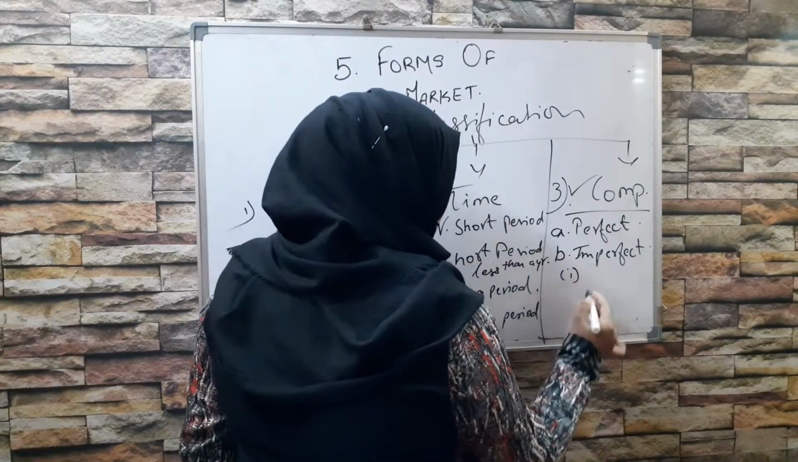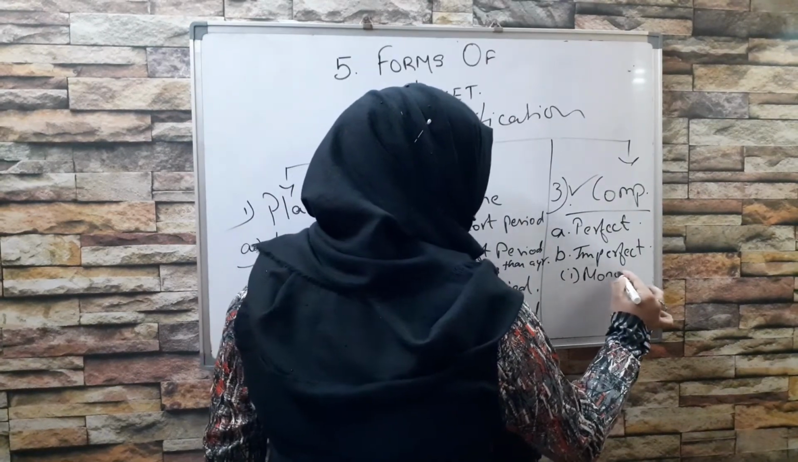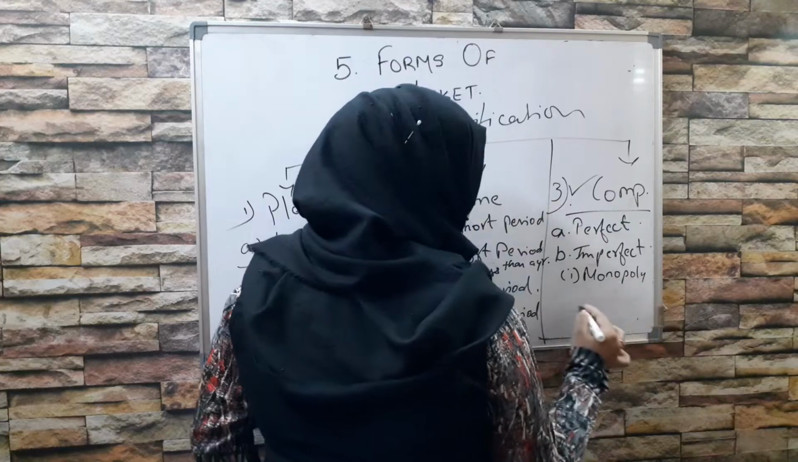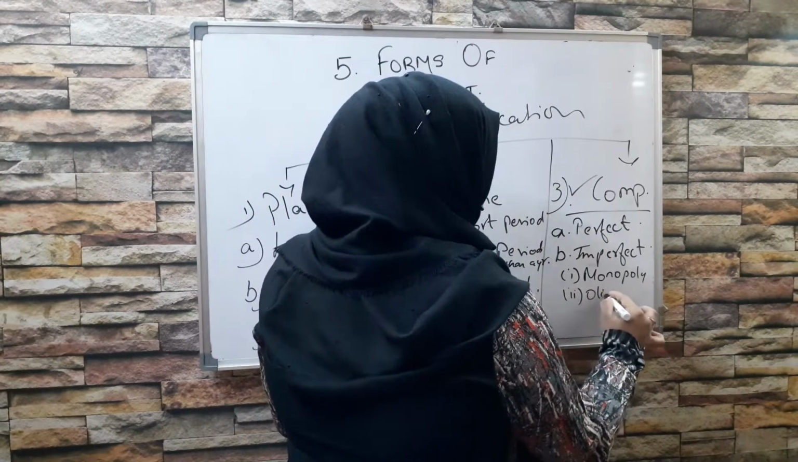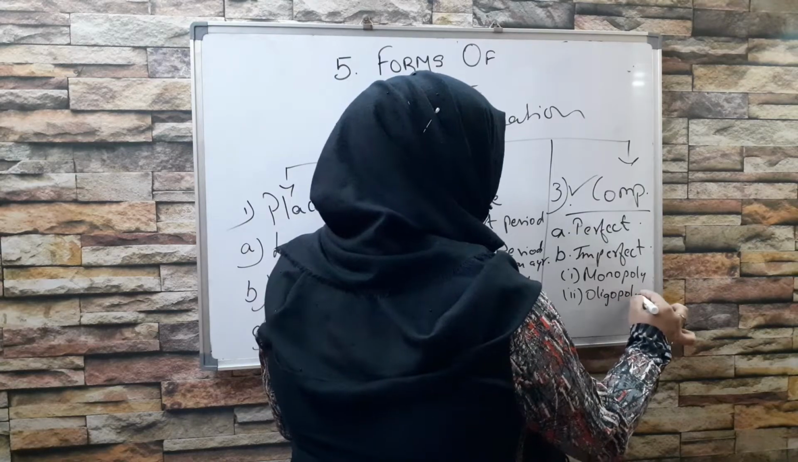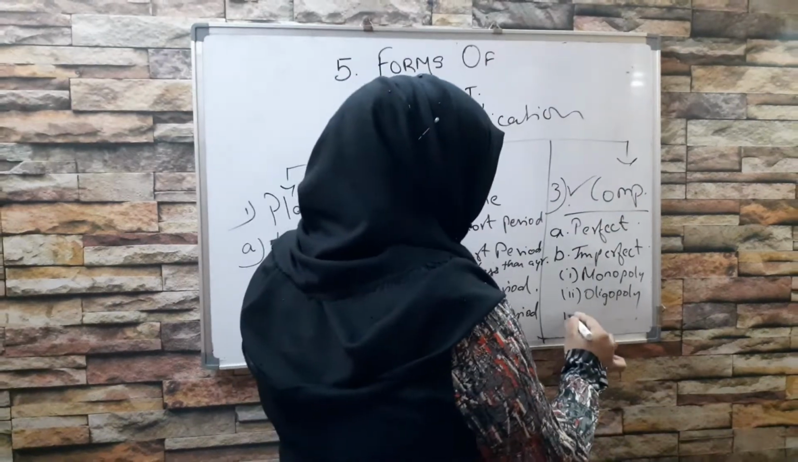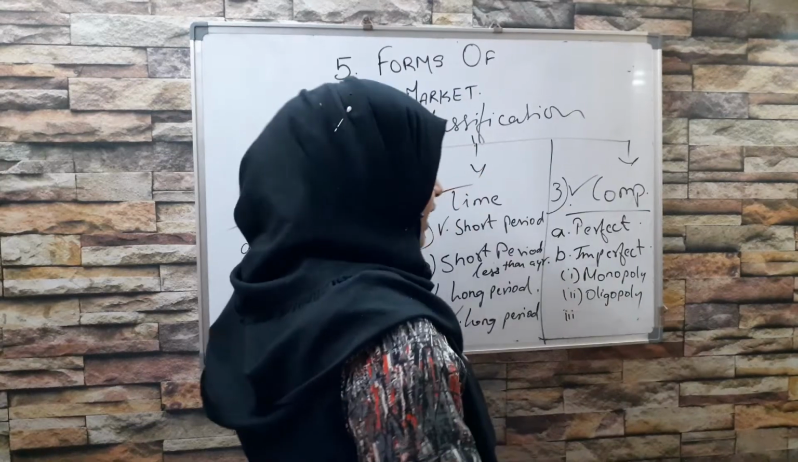Next, imperfect market is further divided into 3 types. The first one is monopoly. The second one is oligopoly, and the third one is monopolistic competition.